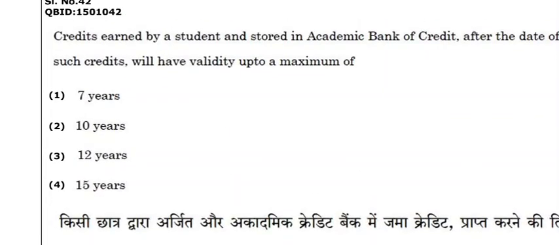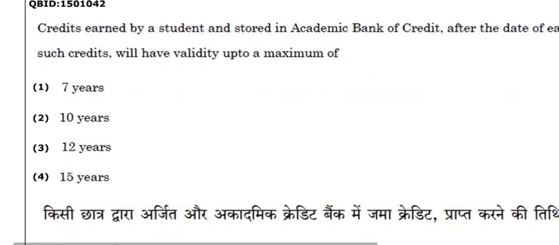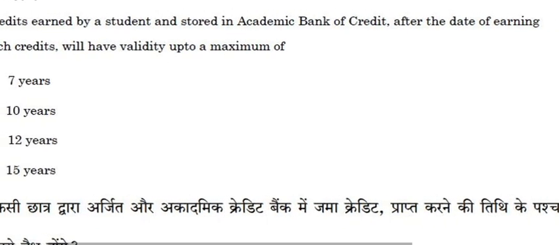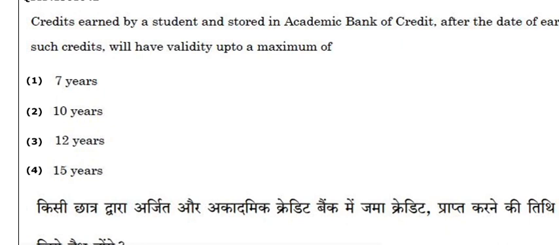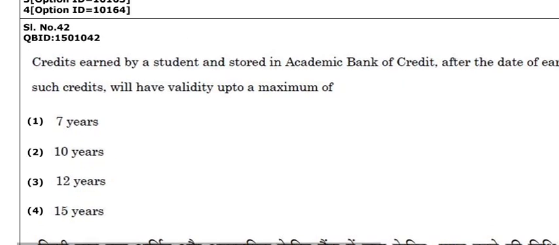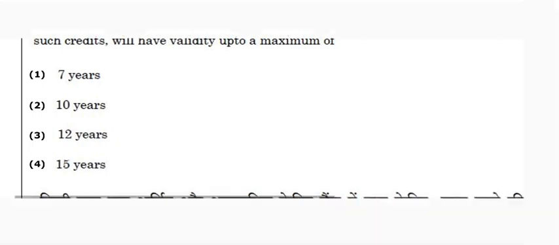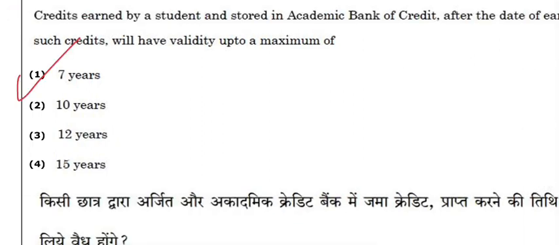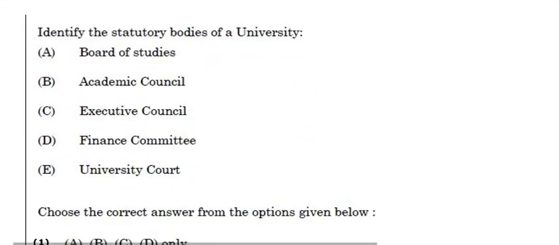Next, 42. Credits earned by a student and stored in the Academic Bank of Credit, after the date of earning, such credits will have validity up to a maximum of what? 7, 10, 12, 15. 42. The correct answer will be 7 years. Up to 7 years, it will be valid.